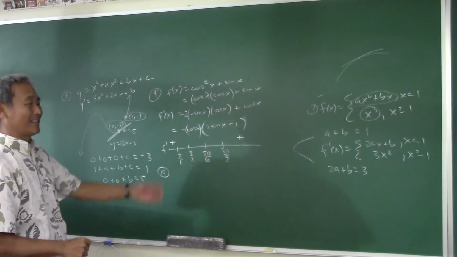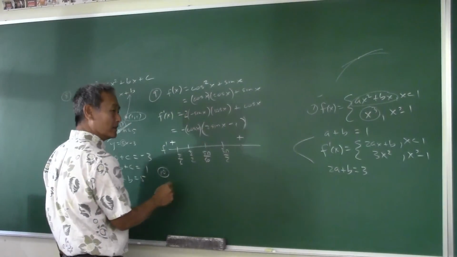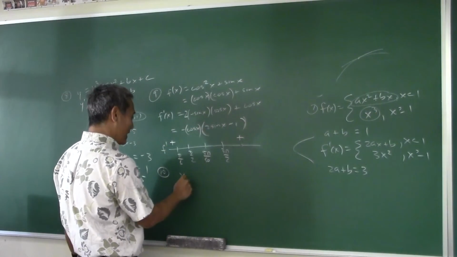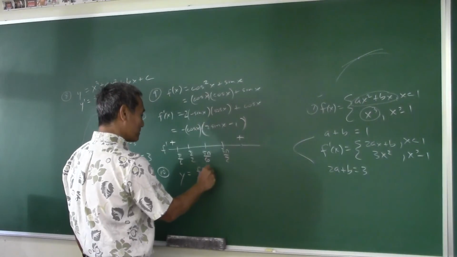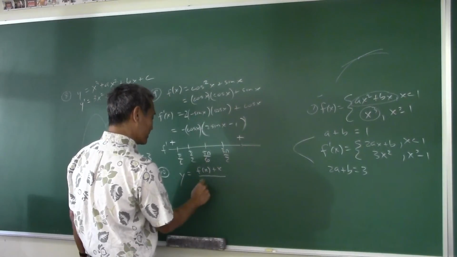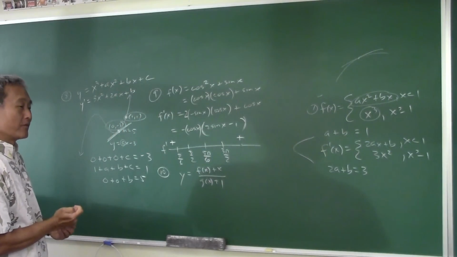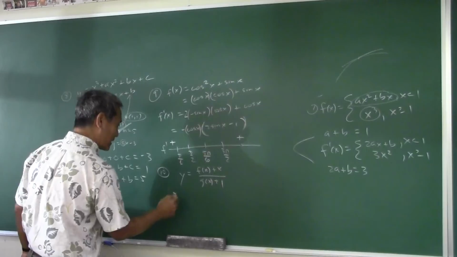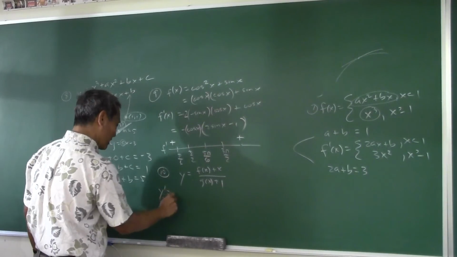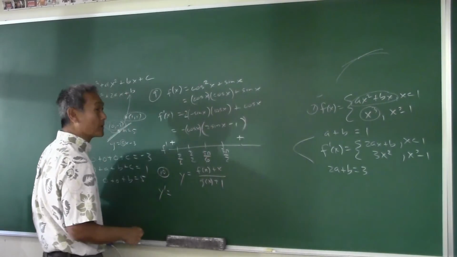Okay, number 10. This looks like the one in the book. Okay, so y is equal to f of x plus x all over g of x plus 1. Compute the value of the derivative at x equal 1. So, first step, let's compute the derivative first. Well, I see a quotient. I'm going to use the quotient rule.